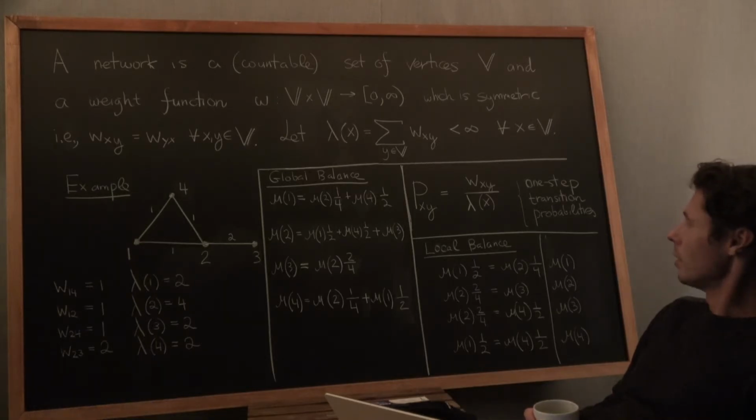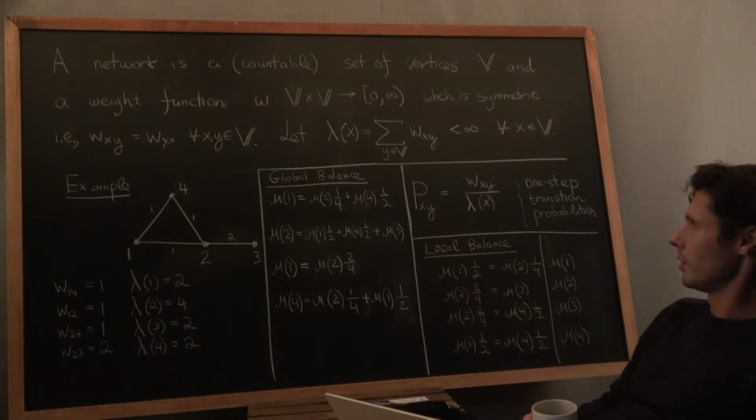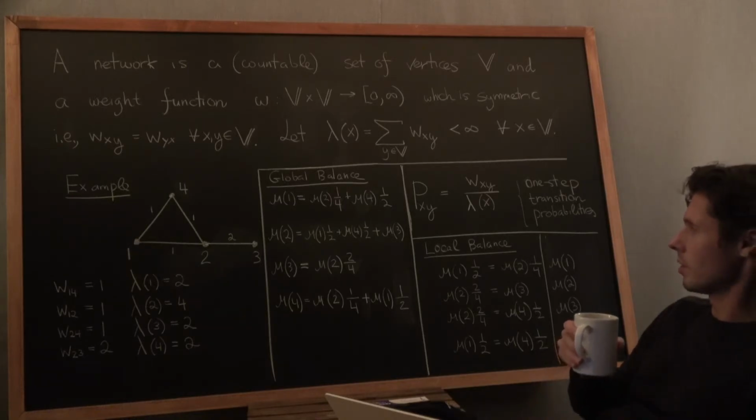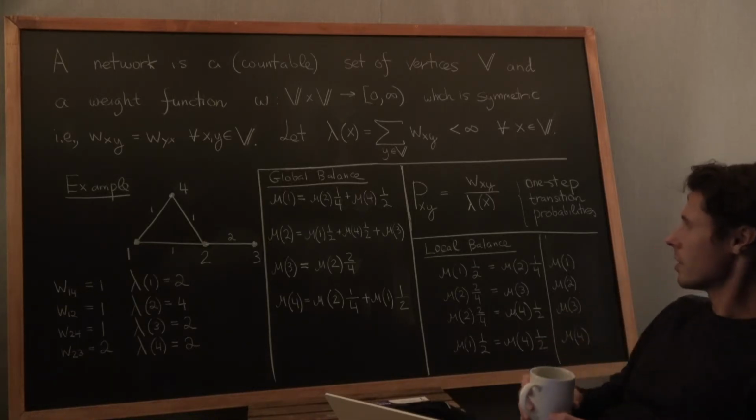So how do I write the global balance equation for mu1? I have to look for all states that lead to 1, and that's going to be 2 and 4. And I go from state 2 to 1 with probability 1/4, and I go from state 4 to state 1 with probability 1/2. And I'm going to say state and vertex interchangeably because they're the same thing.